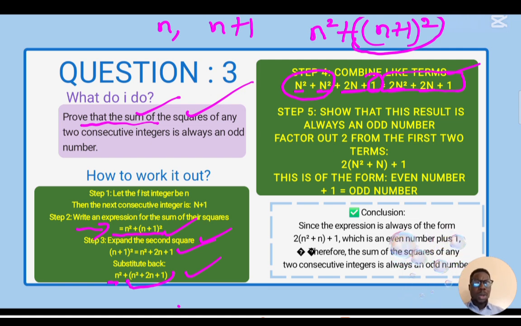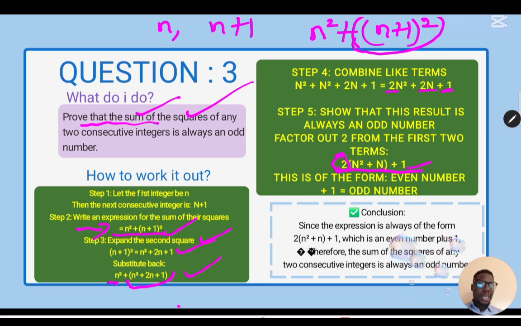Now we have to show that this is actually going to be an odd number. How? We can actually factorize it out by saying, look at this step now. I brought out 2 from each of them. Let's look at it together. From this and this, they both have 2. So I brought out the 2 here. That means I have n squared plus n in the same bracket now, plus the last one.